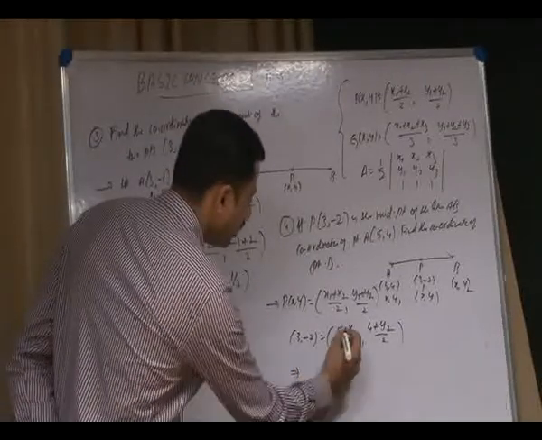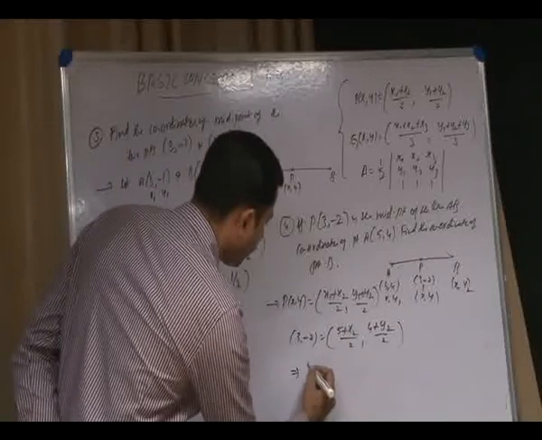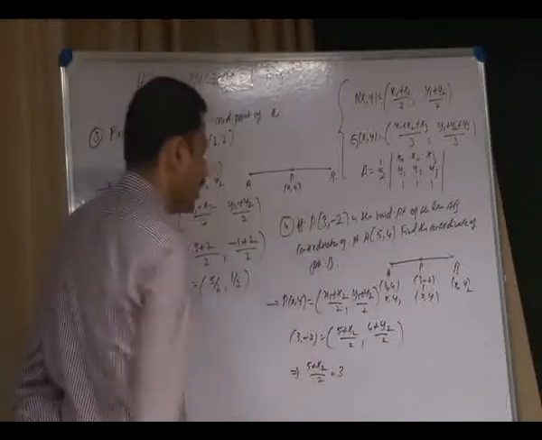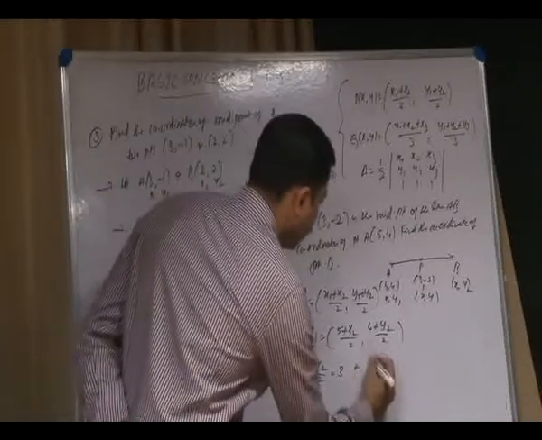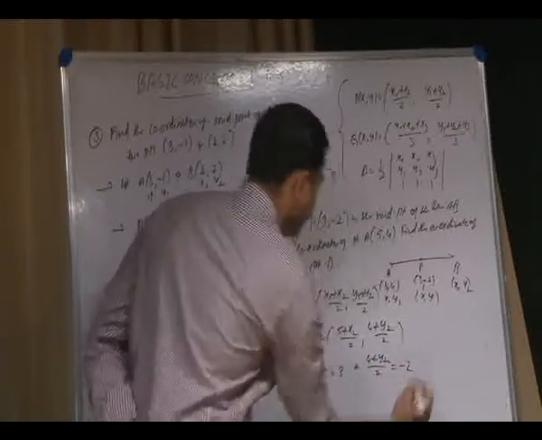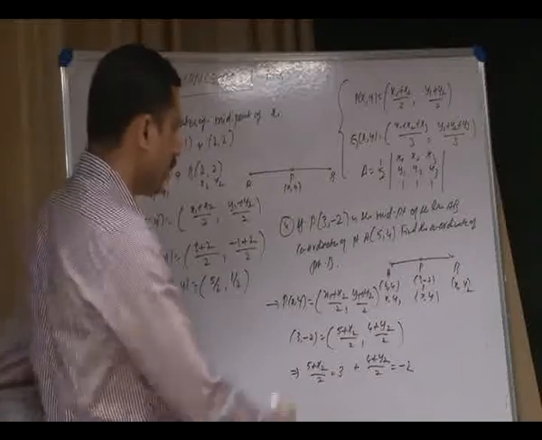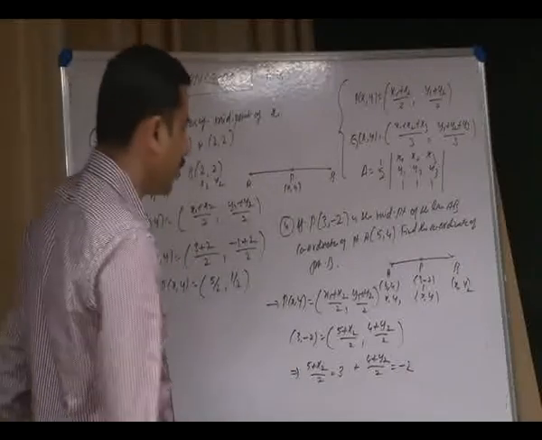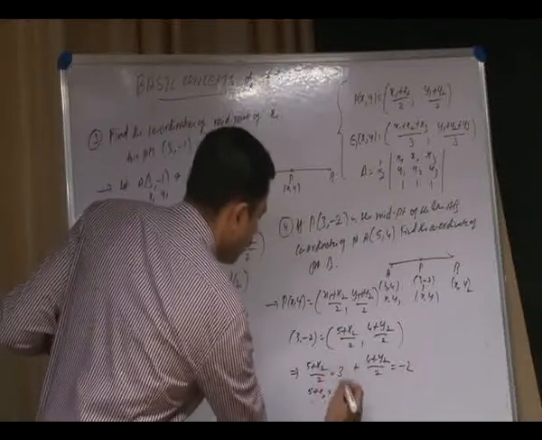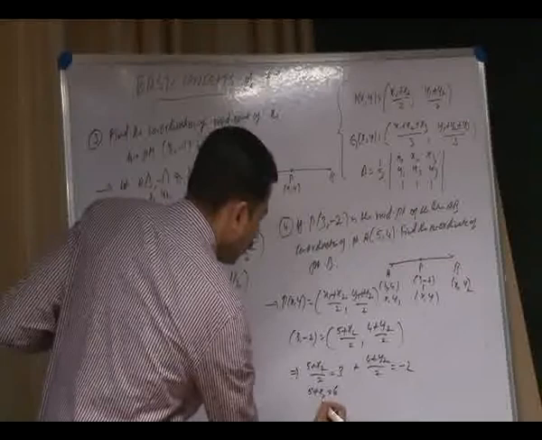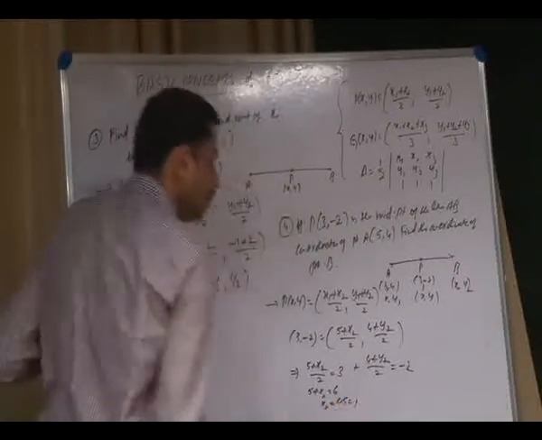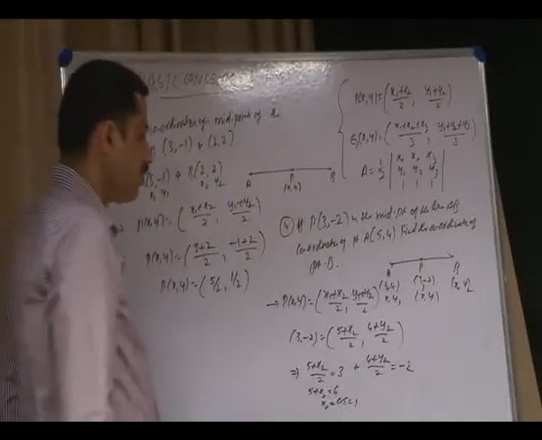So I will equate the x coordinate, that is (5 plus x2) divided by 2 is equal to 3, and the y coordinate, (4 plus y2) divided by 2 is equal to minus 2. By solving these two, we get the coordinates of point B. So 5 plus x2 is equal to 2 into 3 is 6, therefore x2 becomes 6 minus 5, that is 1. So the coordinate x2 is 1.